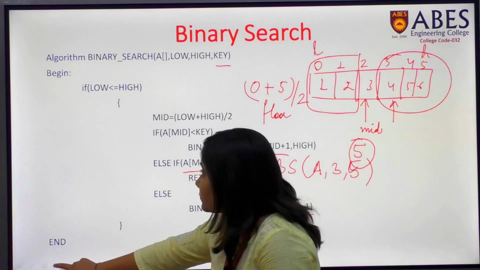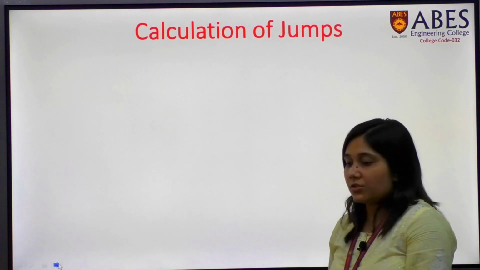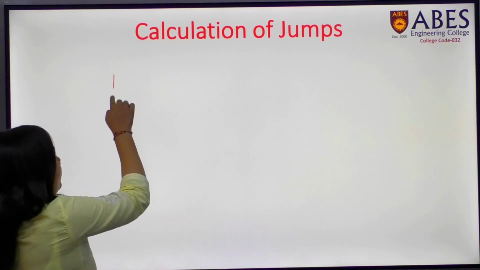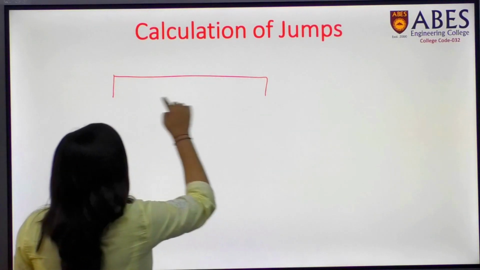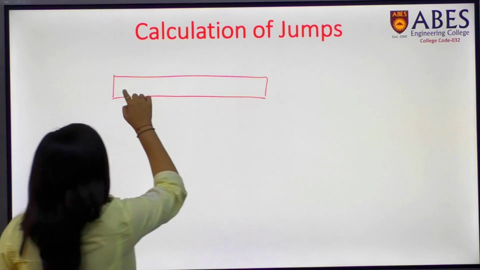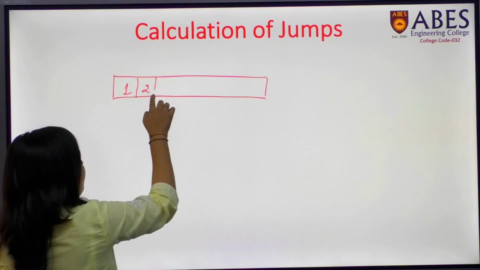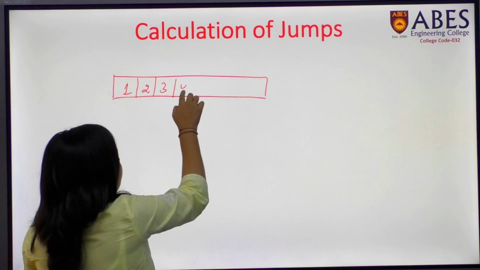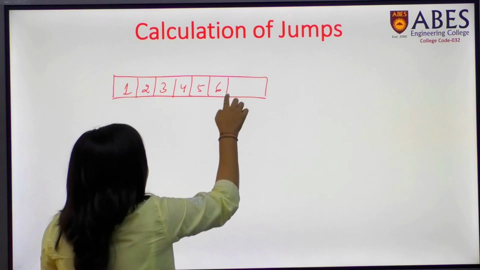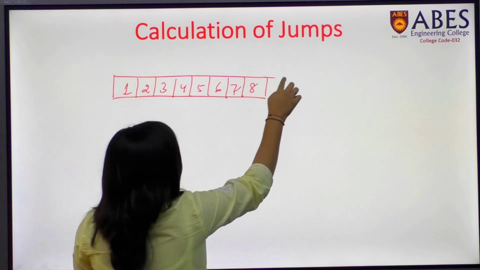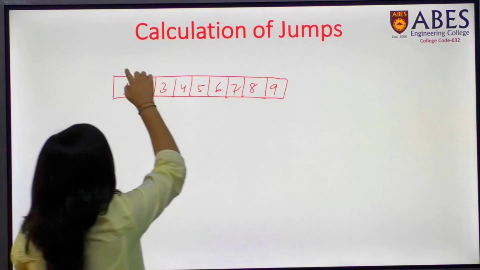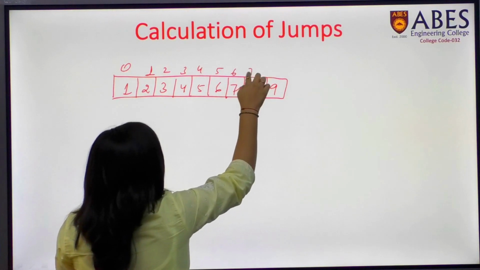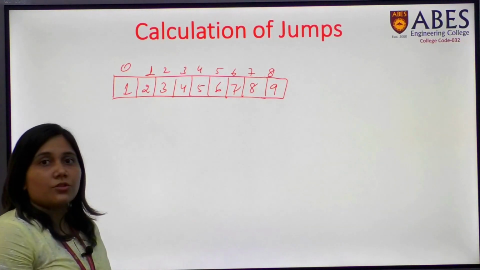Now if I move to the calculation of jumps, because this is all about jump search. So what is jump search? As I told you earlier, in linear search also we are doing a jump. I am taking this array, and this is also a concept variation of binary search. So I am taking a sorted array 6, 7, 8 and 9. This is an array of 9 elements. I am giving the indices, right? So these are my indices.